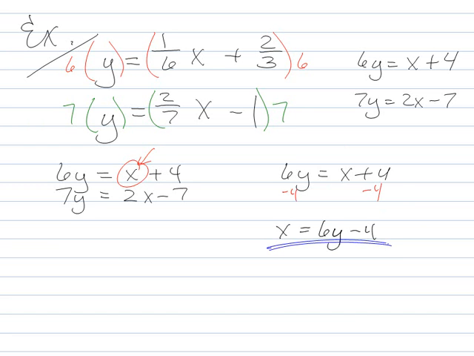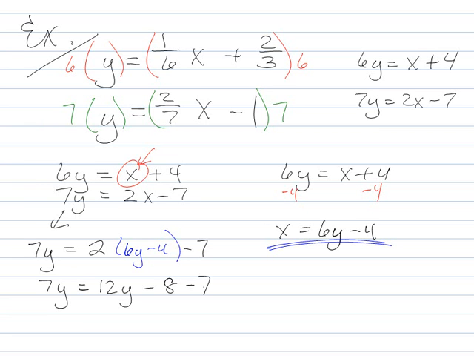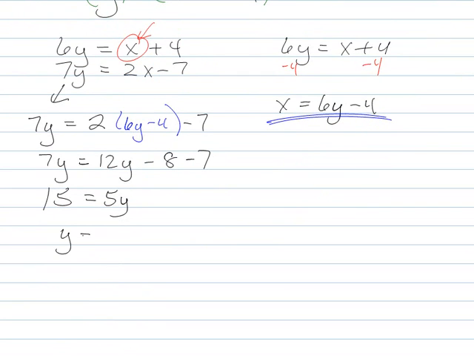Remember how substitution worked? I can use my other equation, this one. 7y equals 2 times, instead of x, I write 6y minus 4, minus 7. So 7y equals 12y minus... See, this is a problem where it's much better to use substitution and get rid of all the fractions than to try to do it with all the fractions in place.